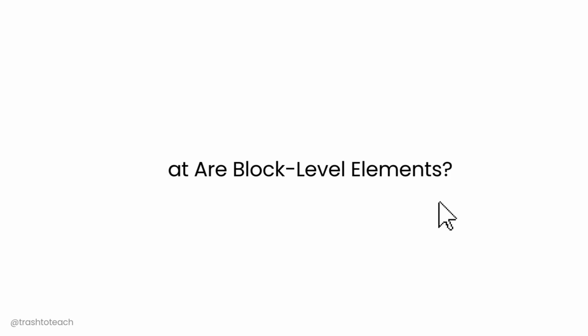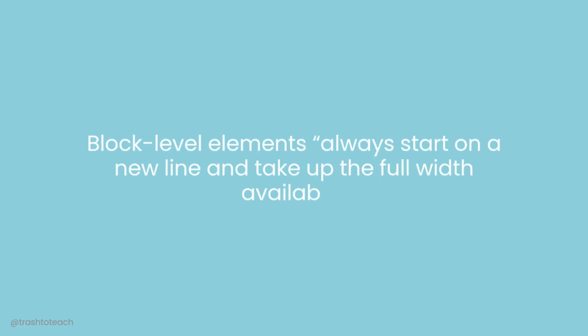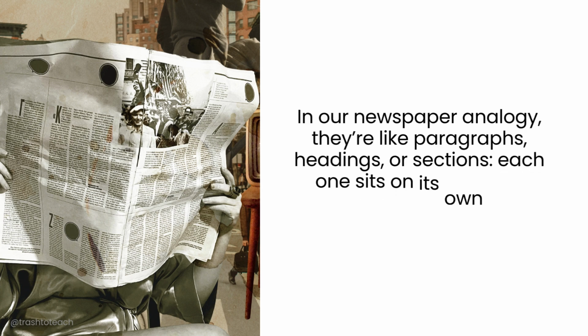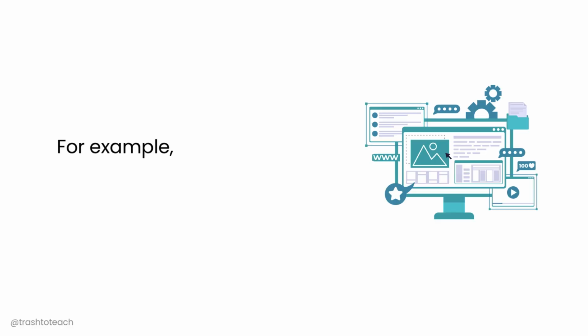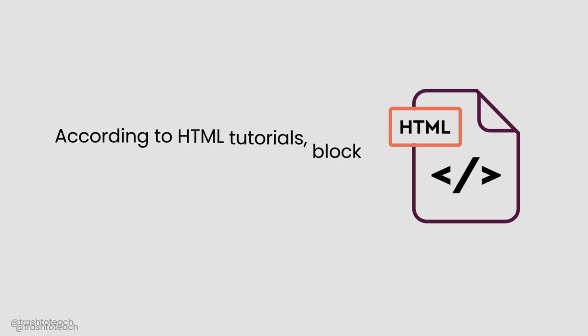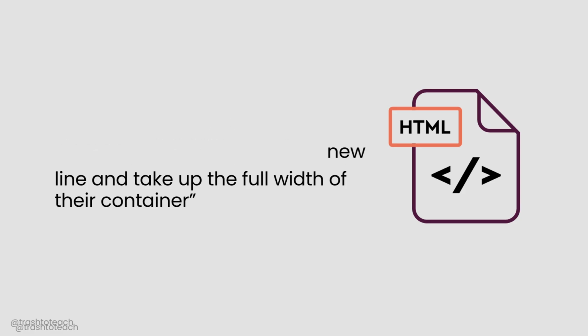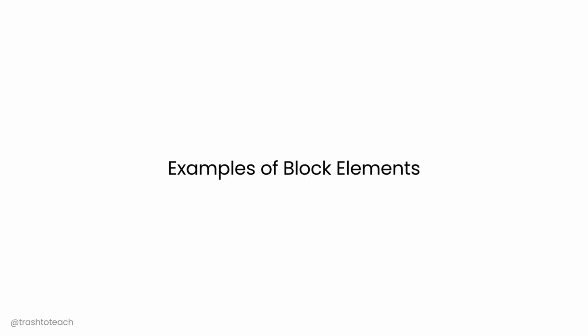What are block-level elements? Block-level elements always start on a new line and take up the full width available. In our newspaper analogy, they're like paragraphs, headings, or sections. Each one sits on its own line, stacking vertically. For example, the p tag, or paragraph tag, and the div tag, or generic section, create a block. According to HTML tutorials, block elements typically start on a new line and take up the full width of their container.